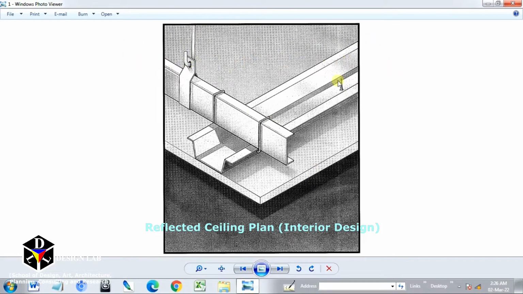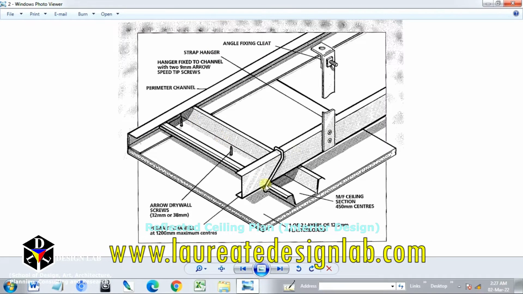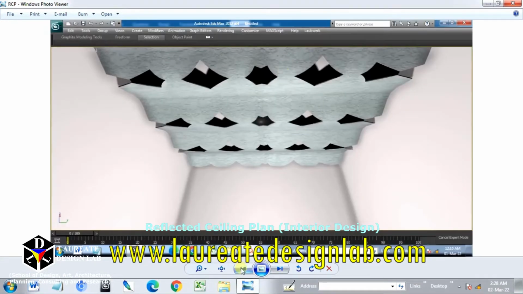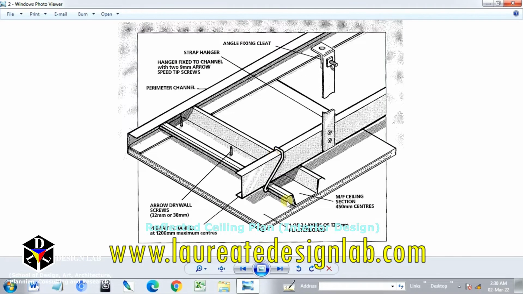Now we will look at the drawing or the 3D sketch to understand the false ceiling. This is a two-level false ceiling system in which the structural component.